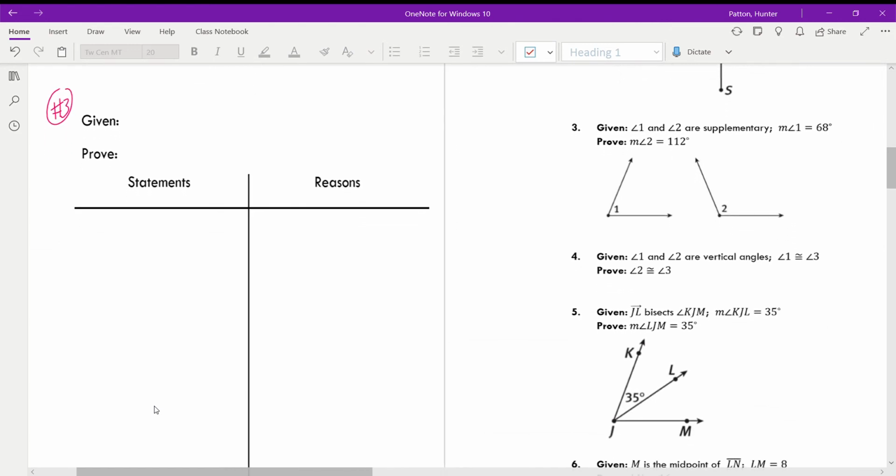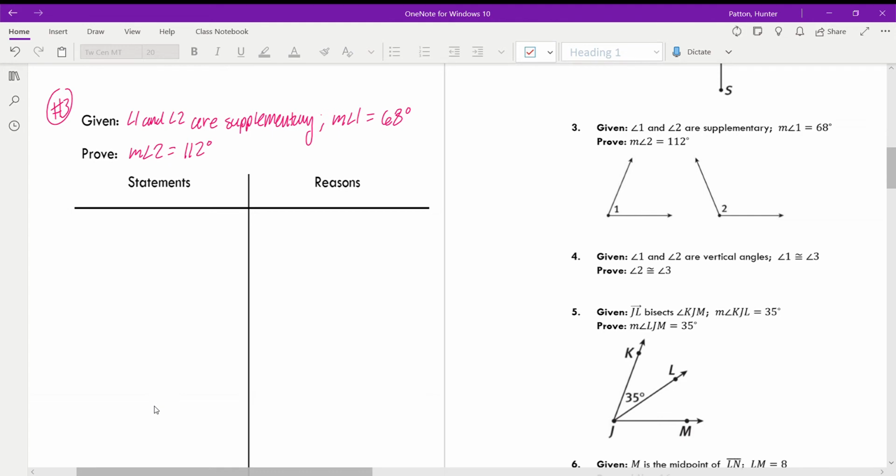So, our givens are that angle 1 and angle 2 are supplementary. And we also know that the measure of angle 1 is equal to 68 degrees. We want to prove that the measure of angle 2 is equal to 112 degrees. Now this seems pretty obvious, but we have to state it all out. We're basically just solving the problem that if angle 1 is 68, then we want to show angle 2 is 112.